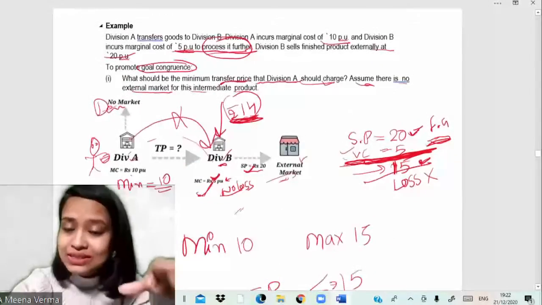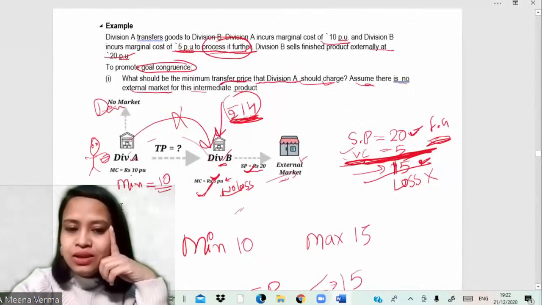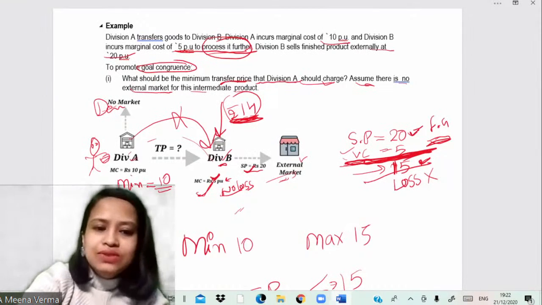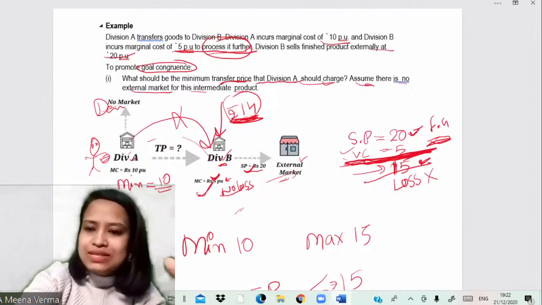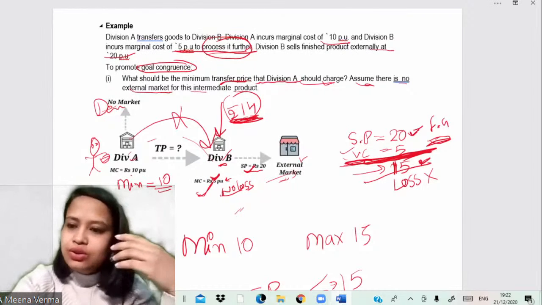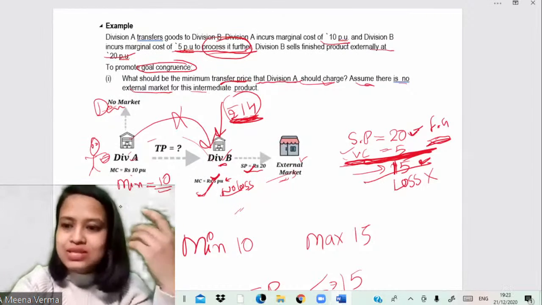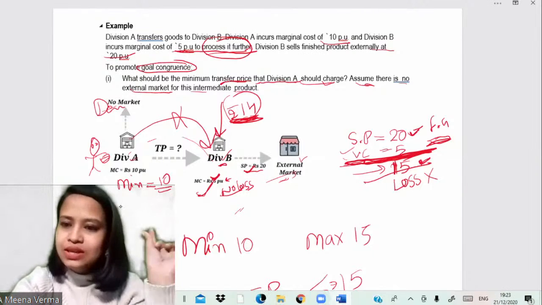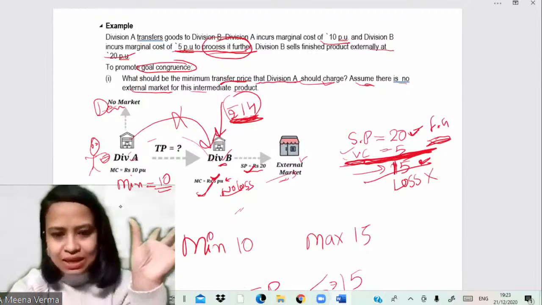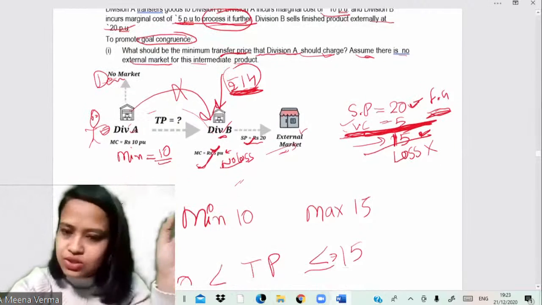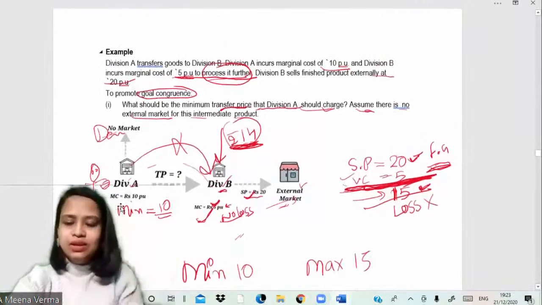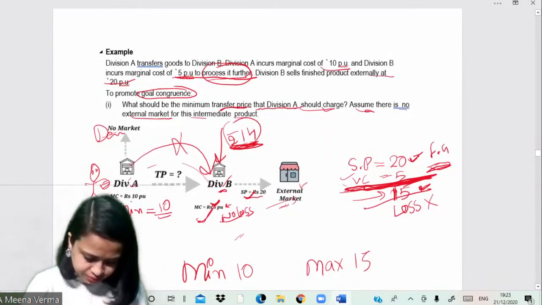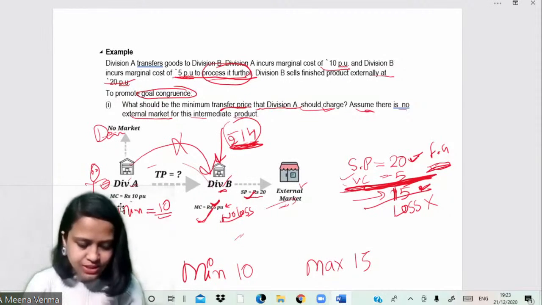Why we will not consider that? Because whether you take this proposal or not, whether you receive the goods from here or from the external market, it will not affect the decision of incurring the fixed cost. You have already incurred that fixed cost, so that will remain the same. That is why it is not required to consider that. Okay, it is sunk cost.